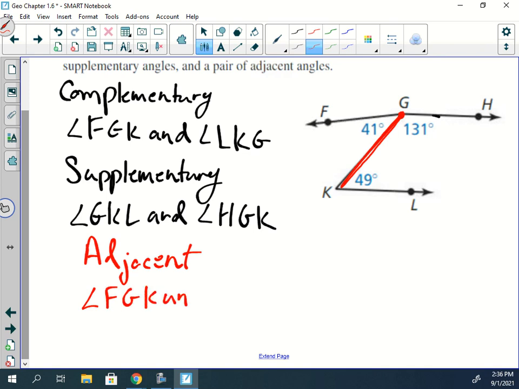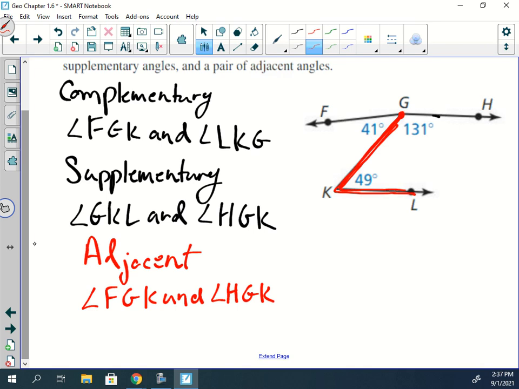So what two angles? FGK and angle HGK. Because L would be down here, and it wouldn't share a common vertex. It would share a common side, but not a common vertex. So that would be it.